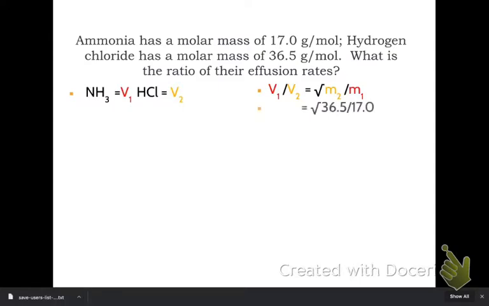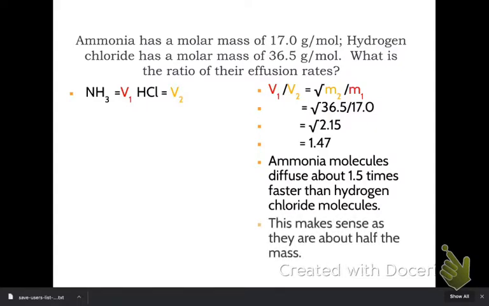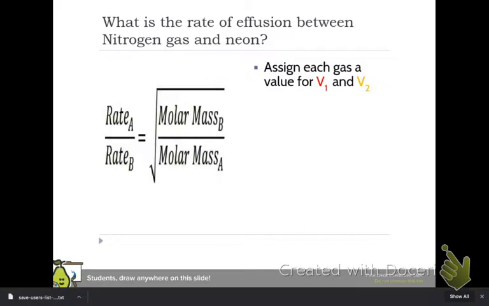So here's your solving process again, 2.15. And the square root of 2.15 was 1.47. So the ammonia molecules travel 1.5 times faster than hydrogen chloride molecules because they're about half the mass if you compare those masses. So let's try this one.